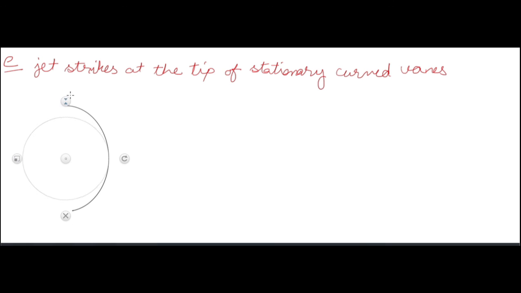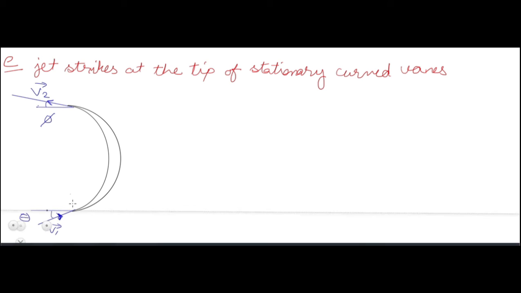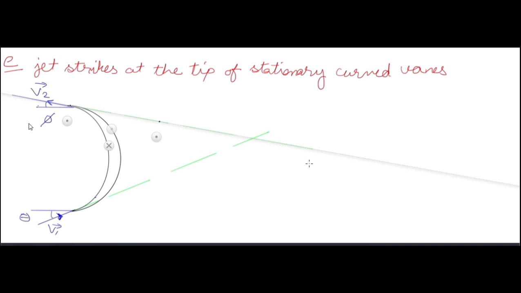Now the jet strikes at the tip of the stationary curved vane. In the previous case we had the impact at the center. Now in this case we have the impact at the tip. So both inlet and outlet angles are different here. At inlet, v1 has inclination theta, and at the outlet, v2 has inclination phi.